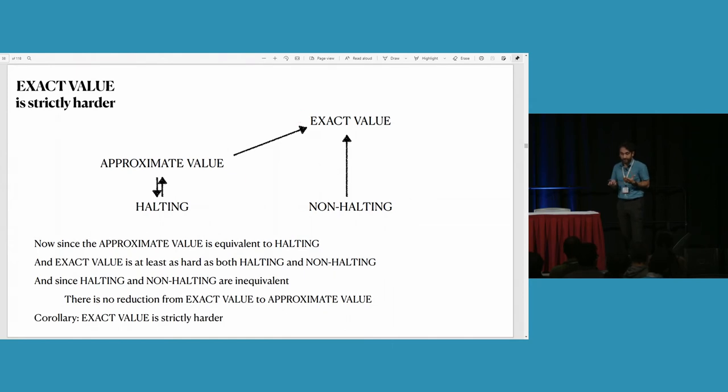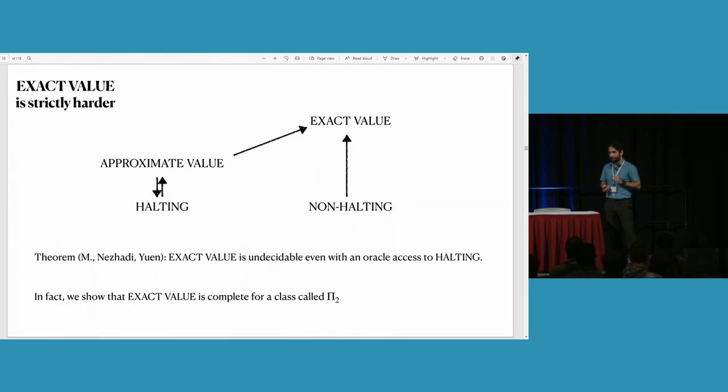A corollary of this, an immediate corollary, is that exact value is strictly harder than the approximate value. In fact, it shows that exact value is harder than every single problem listed in this diagram. But we proved that something even stronger is true. Imagine a parallel universe in which you could solve the approximate value problem. Not just that, imagine you could also solve the non-halting problem and the halting problem. We showed that even in that parallel universe, you cannot solve exact value. To be precise, we showed that exact value is complete for this class of problems called Pi2, and I'll describe this to you in a moment.